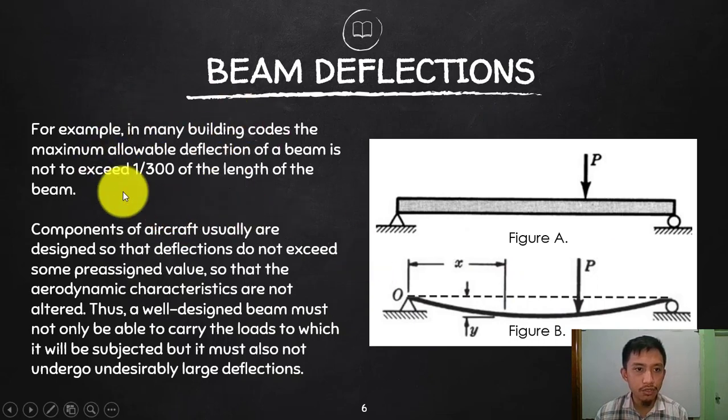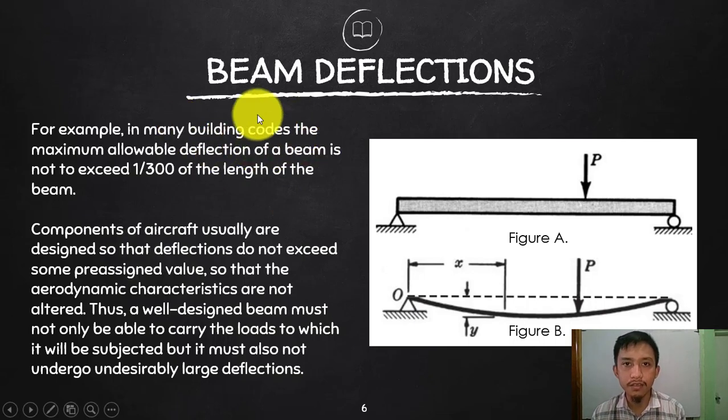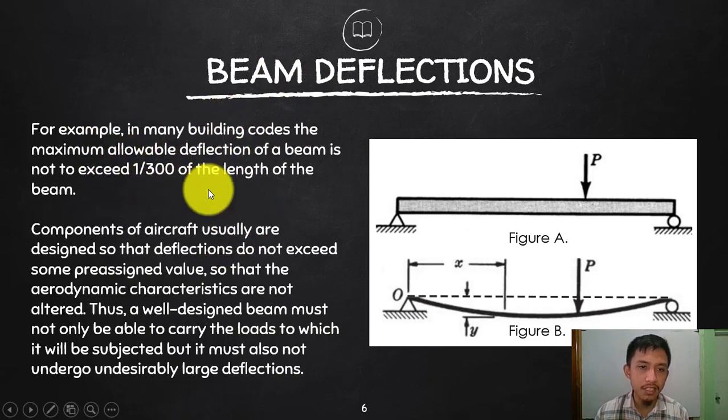So most of the time, in many building codes, the maximum allowable deflection of a beam is not to exceed a ratio of 1/300 of the entire length. So let's say your length is 8 meters. Multiply that by 1/300, and that is the maximum allowable deflection by most building codes. But of course, there are a lot of factors to consider, so that is not fixed. But that is the most common maximum allowable deflection of most building codes.